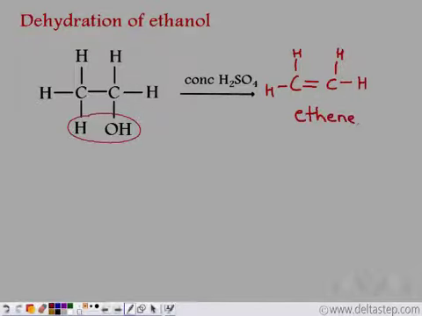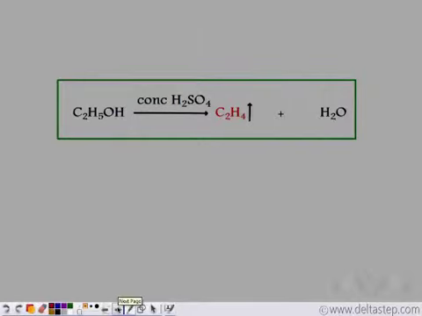So the reaction taking place here is, we have ethanol, that is C2H5OH. In the presence of concentrated sulfuric acid, it forms the gas, that is ethene, and water is released. So by dehydration of ethanol, we get ethene.